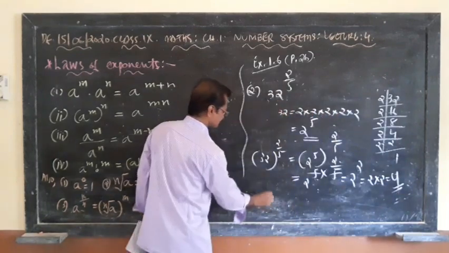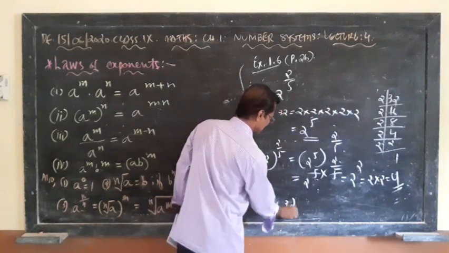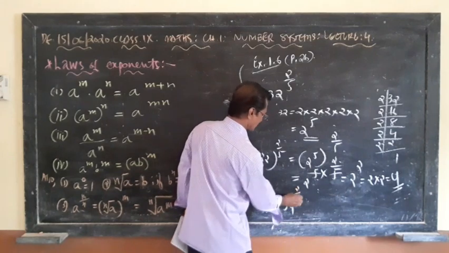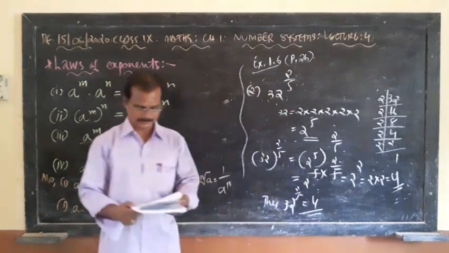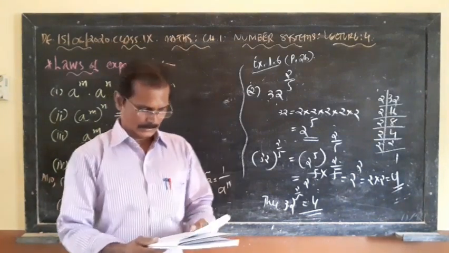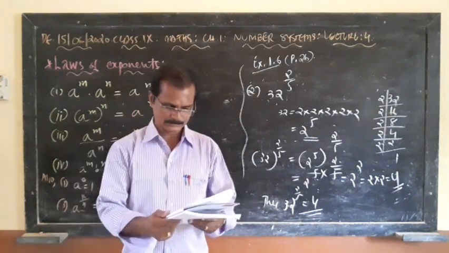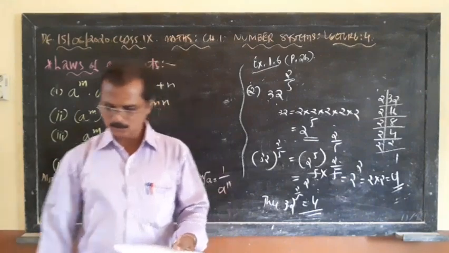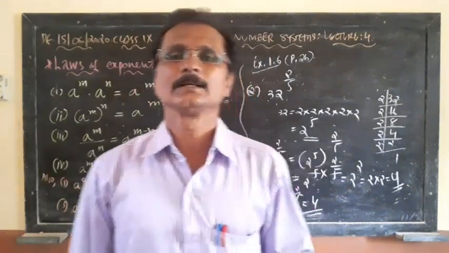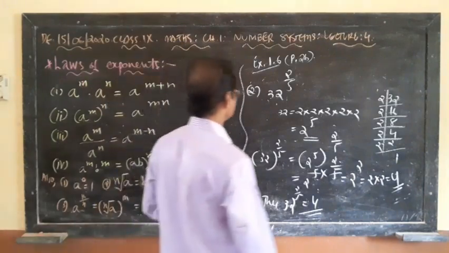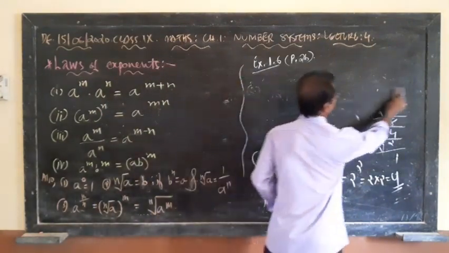So thus the final answer, 32 raised to 2 upon 5 equal to 4. Okay. Now we have completed 3, so we can do one more. The third one.